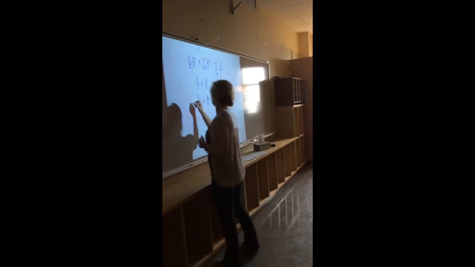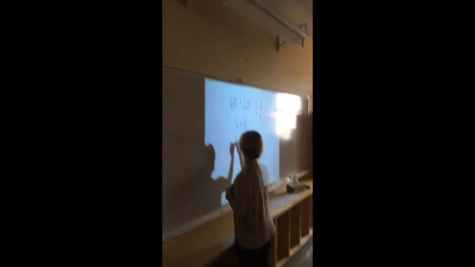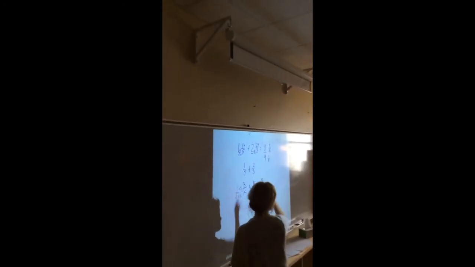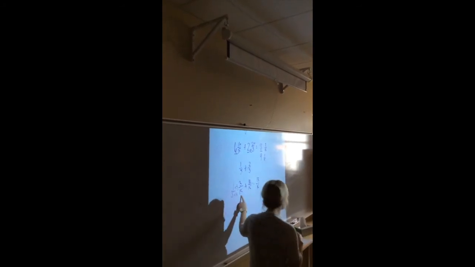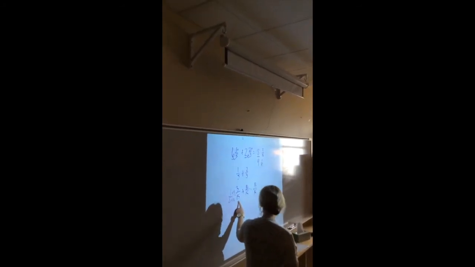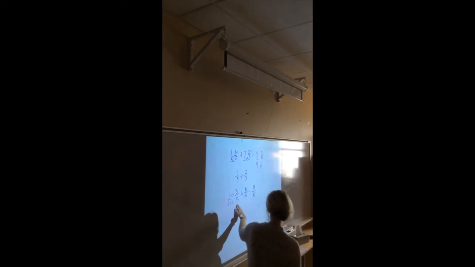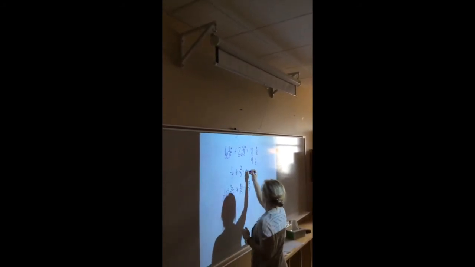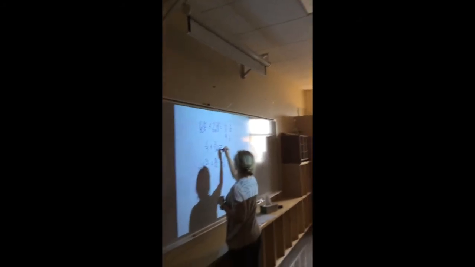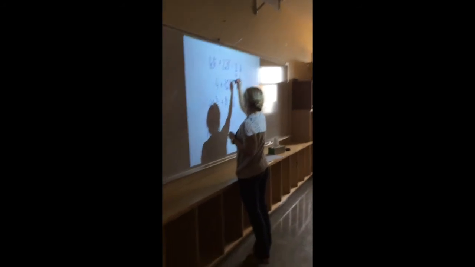How did you change 1/5 to 3/15? Times 3, times 3. We already discovered with our last example that our least common denominator was 15. Okay? So I went from 1/5 to get to 3/15. 2/3 times 5, times 5 gives 10/15.